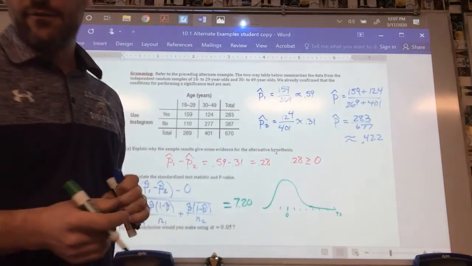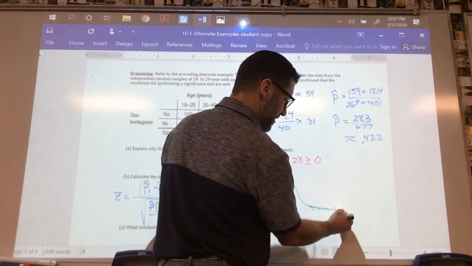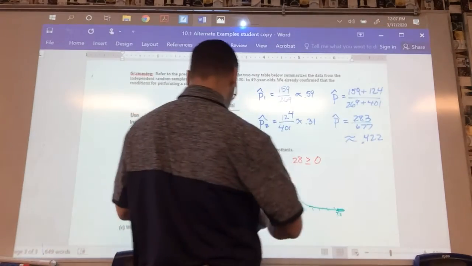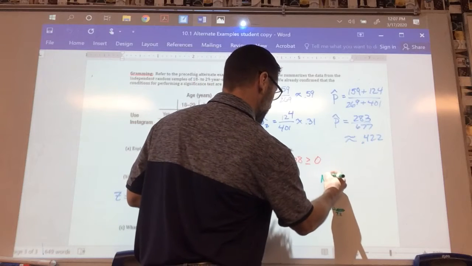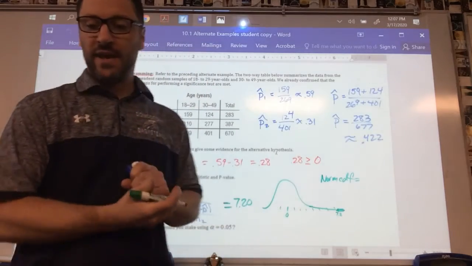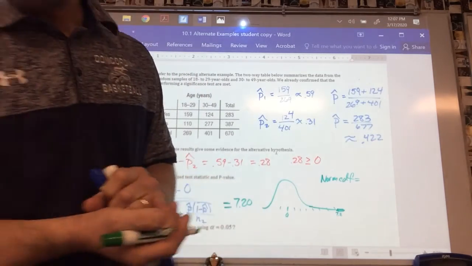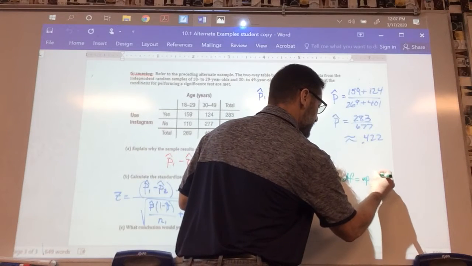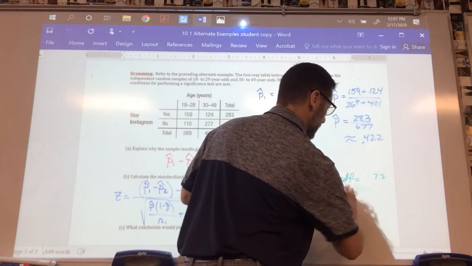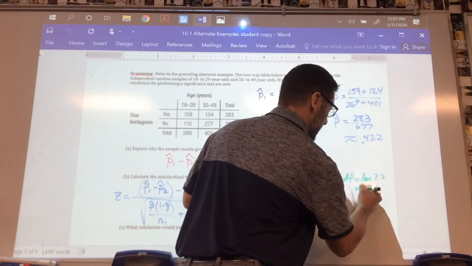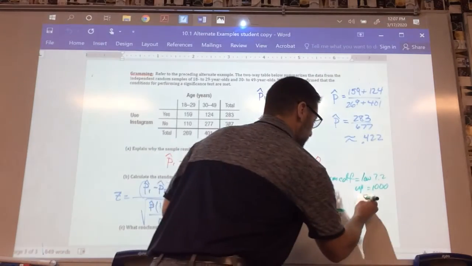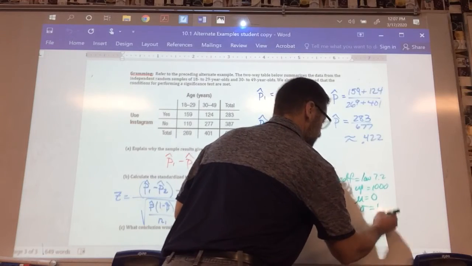In fact, when I did this calculation, and I got 7.2, and then I went to my normal CDF, which is what you have to really do to find this area. I mean, what's the area out there in that tail? It's minute. So I'm going to go to normal CDF. And I'm hoping you're doing this with me on the calculator. I'm going to put my lower at 7.2, my upper at like 1,000. Of course, the mu is 0 and the standard deviation is 1.